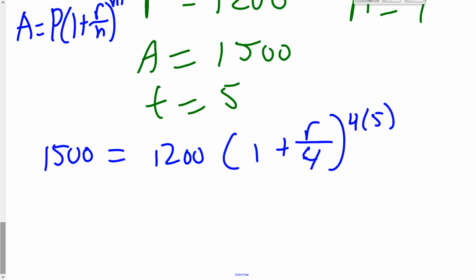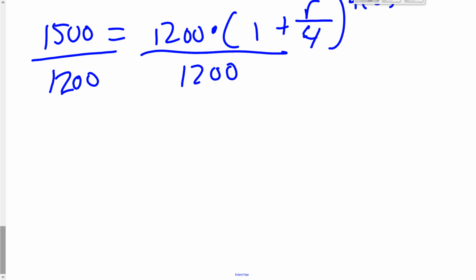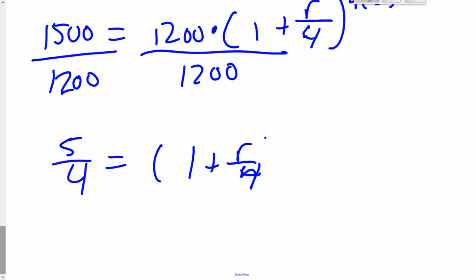Okay, so we can start simplifying this. We're trying to get R by itself. So right now it's multiplied by a principal, this parenthesis, so we need to divide. So 1500 divided by 1200, that's basically 15 divided by 12. Right, 15 divided by 12, both go into it by 3, right? So it's 5/4. 1 plus R over 4, and 4 times 5 is 20.